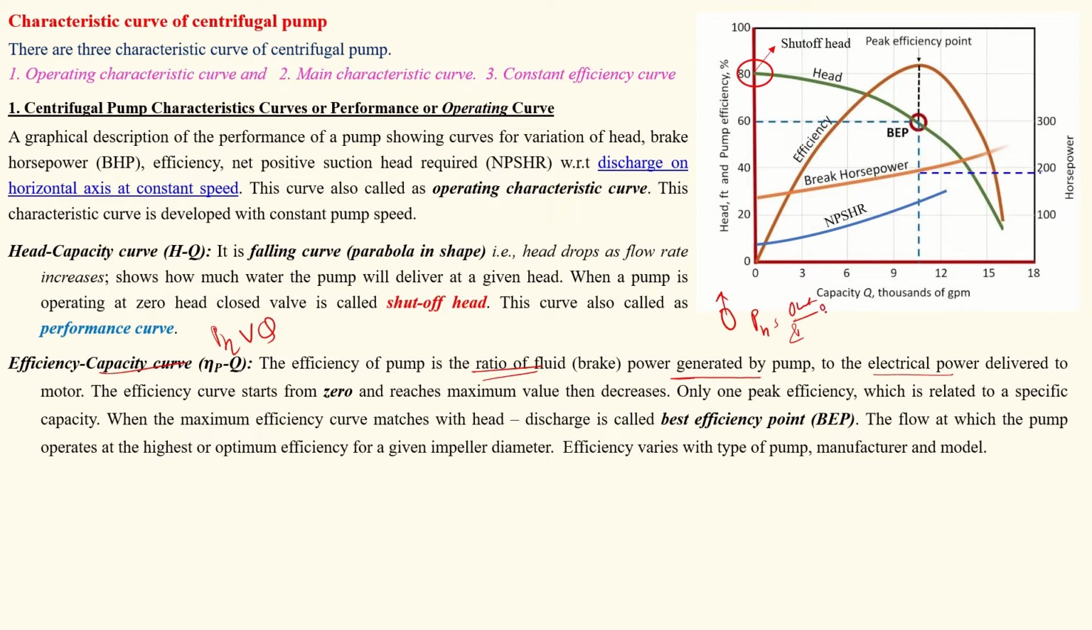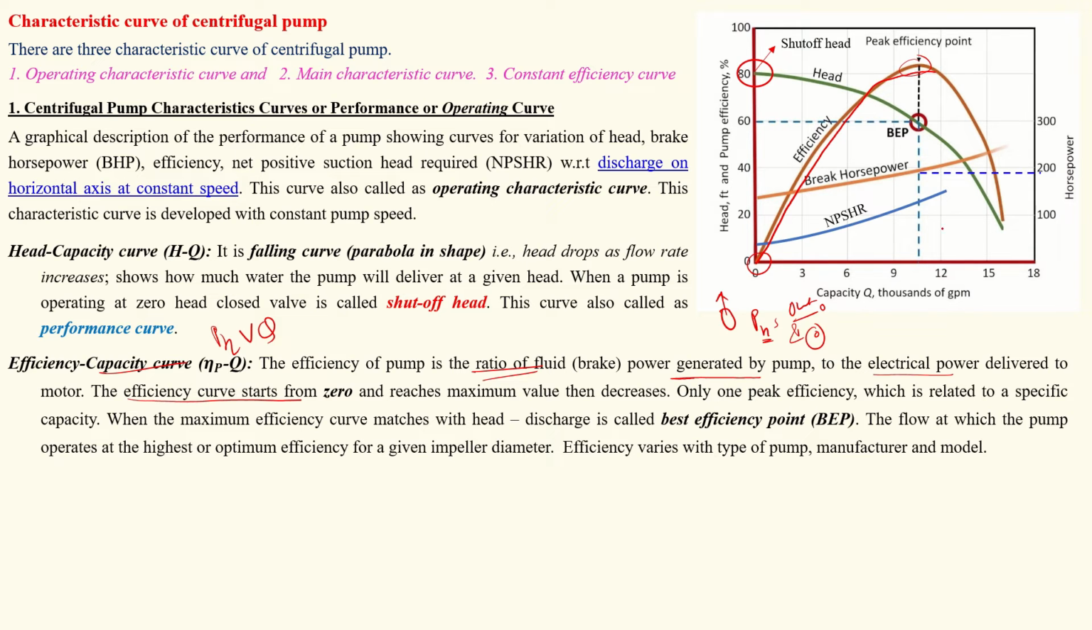So if your discharge output is 0, then what is the efficiency? The efficiency will also be 0. That means the efficiency of the pump at start is 0. So that curve will start at 0 and go on increasing, and will reach a certain stage where it peaks.